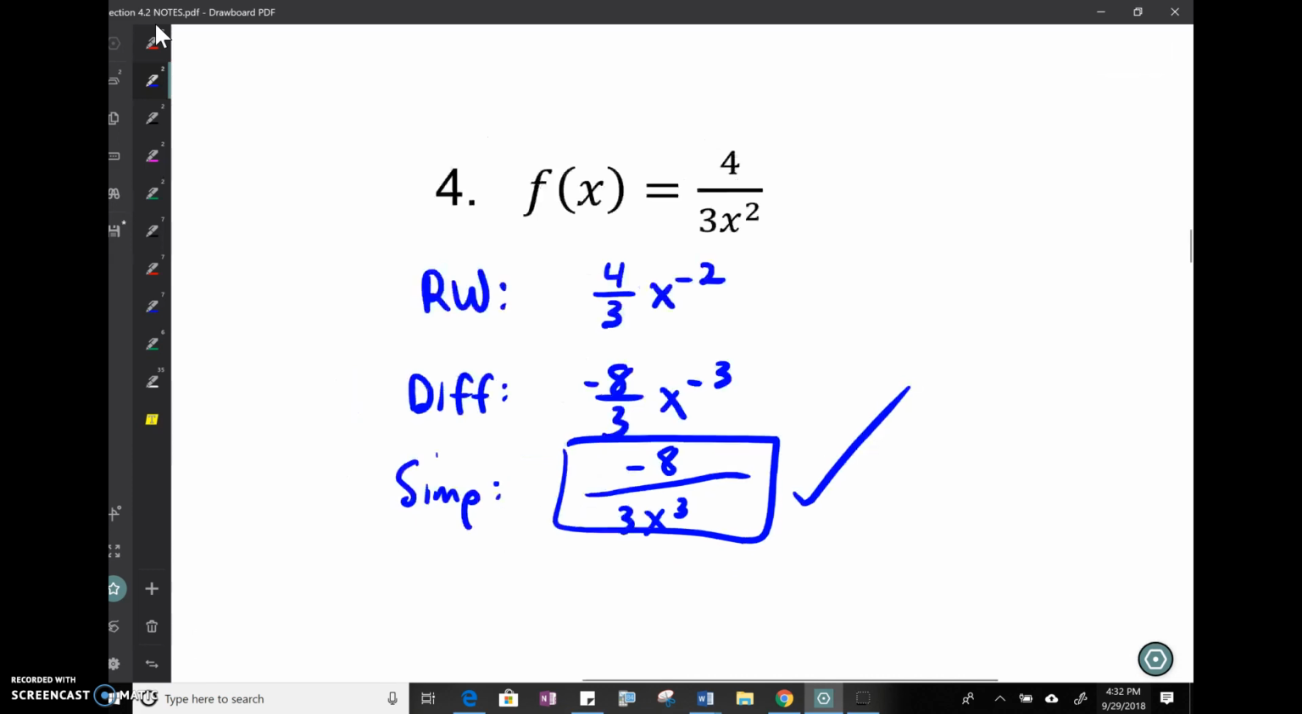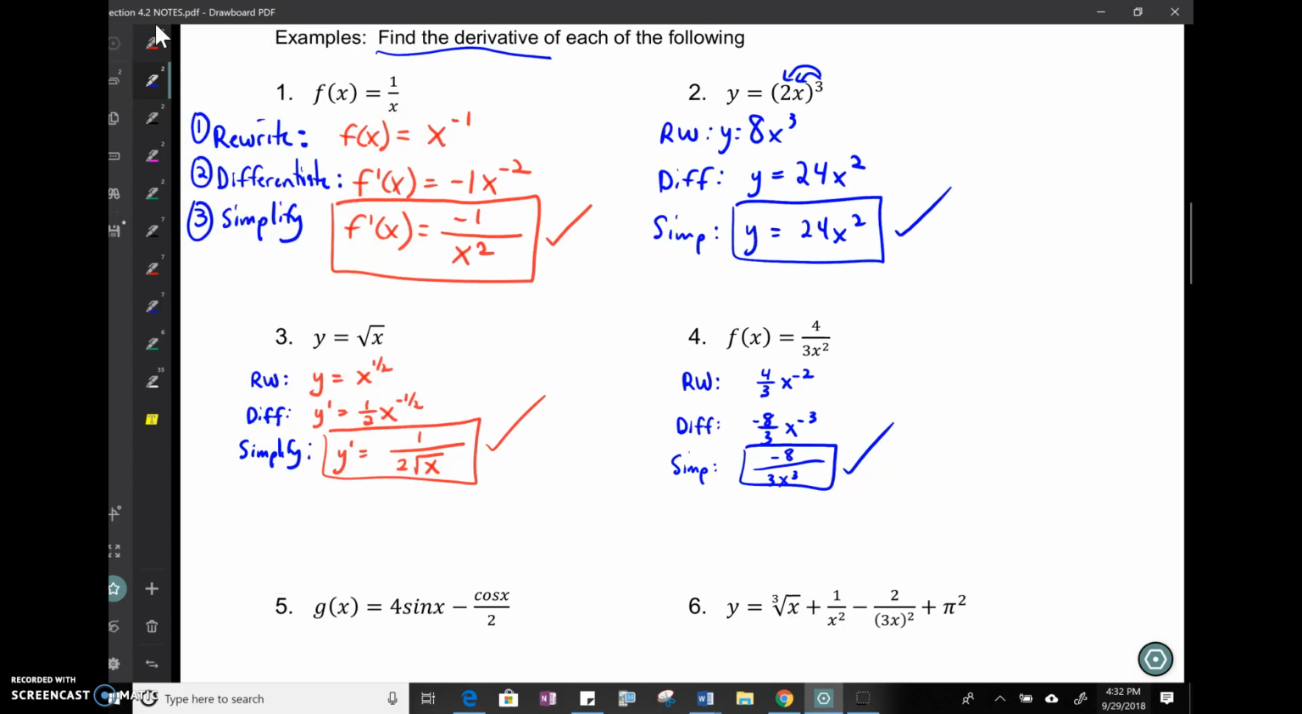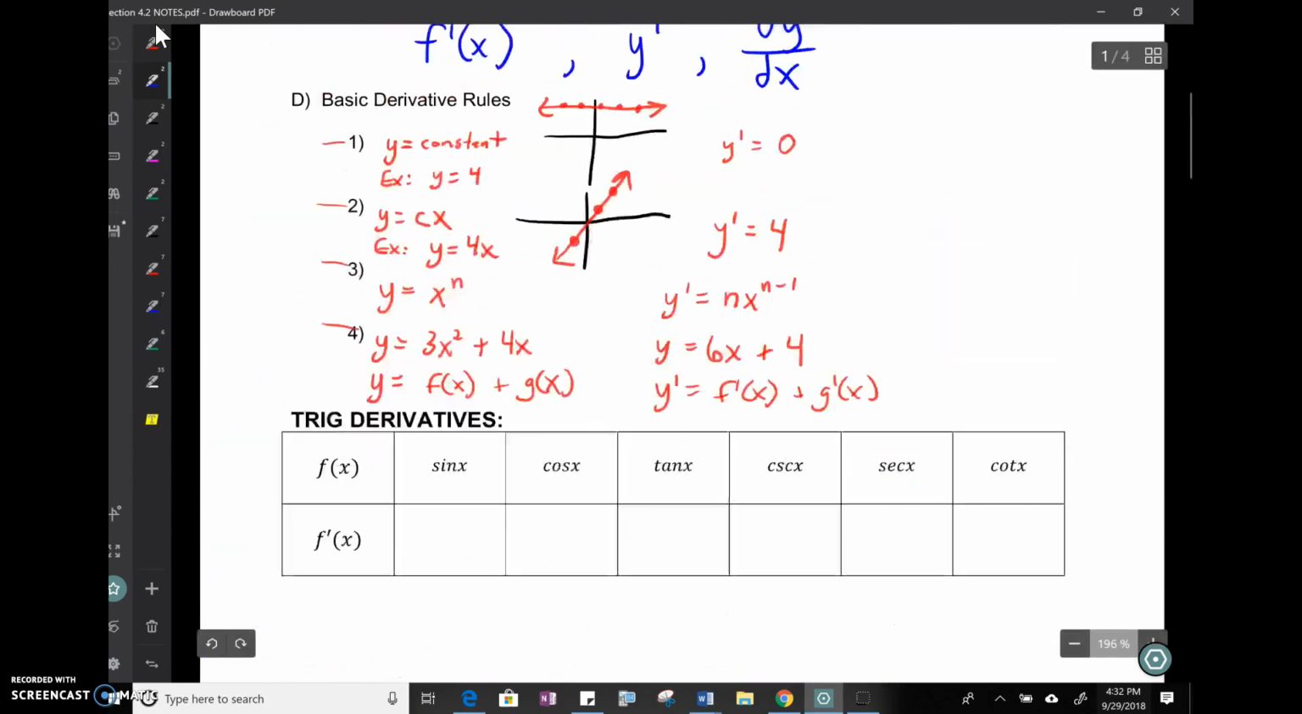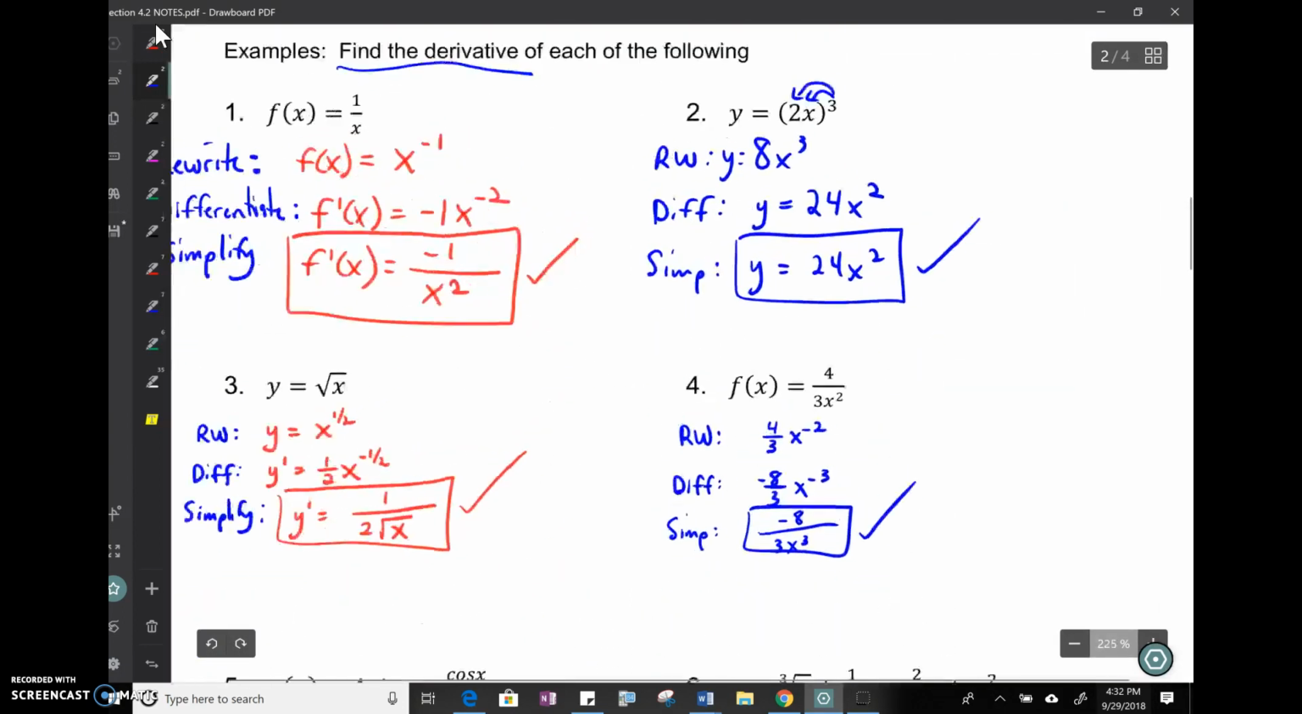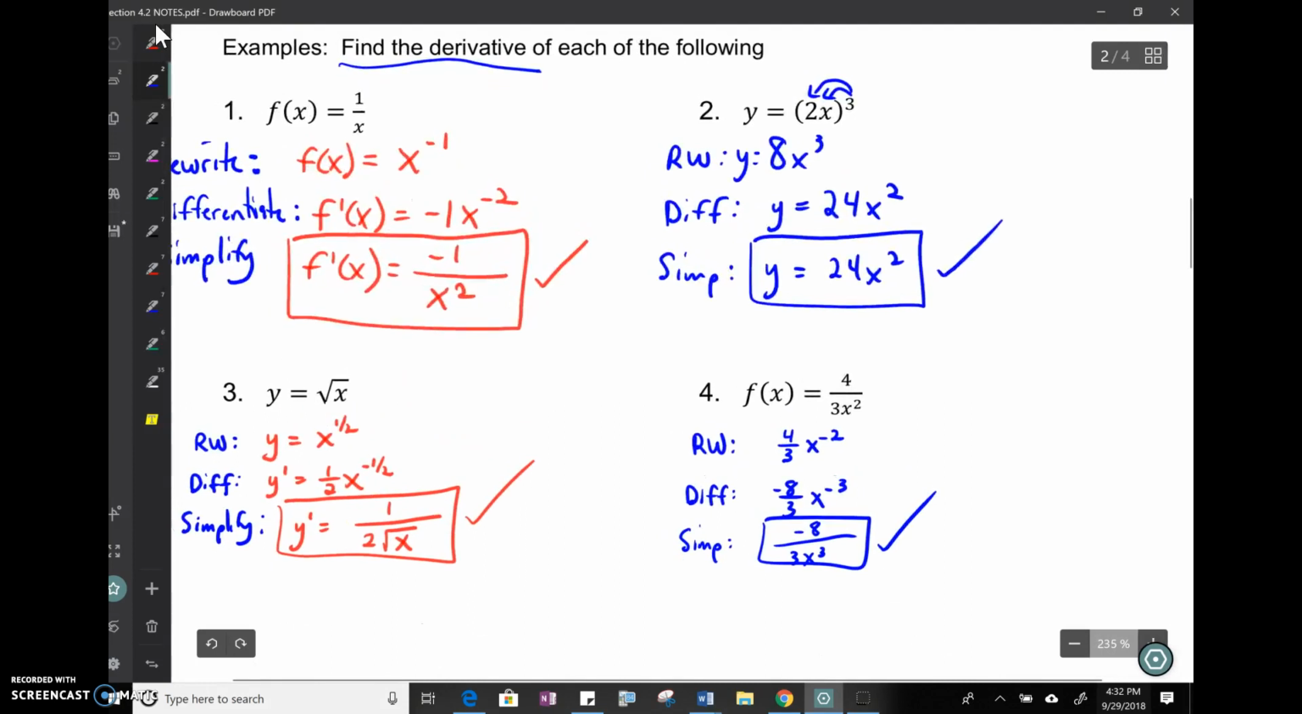In video 2, we're going to look at some more complex examples, review our rules, and also talk a little bit about tangent lines and what they mean. Watch this video again if you need to. If not, move on to video 2.